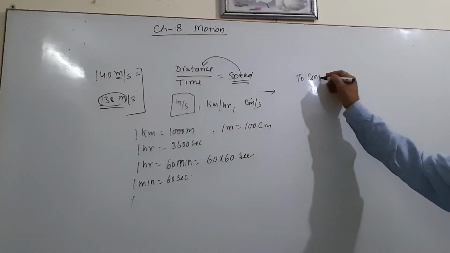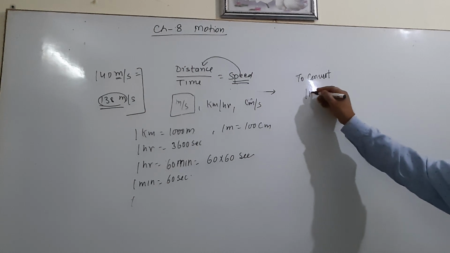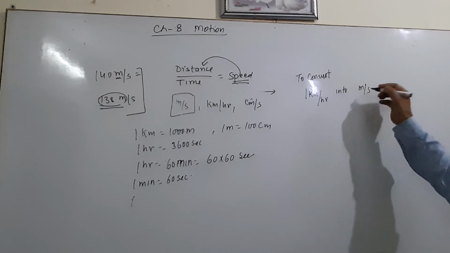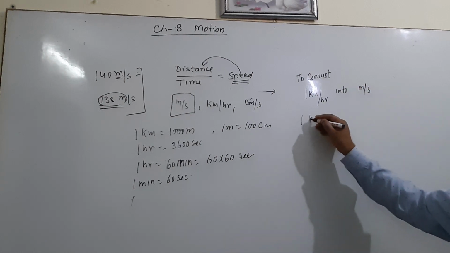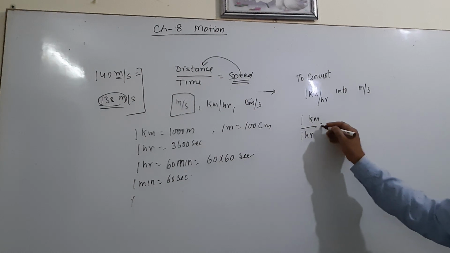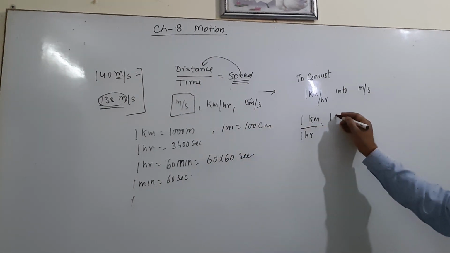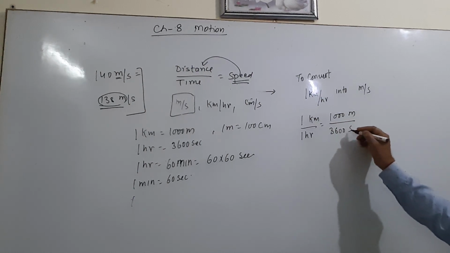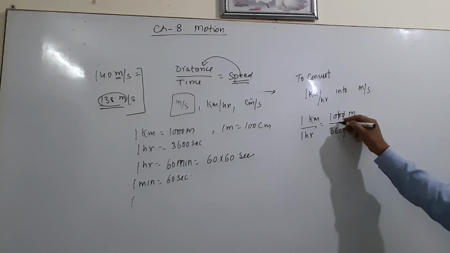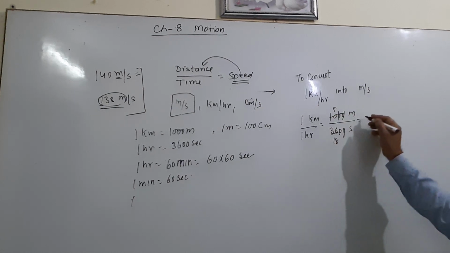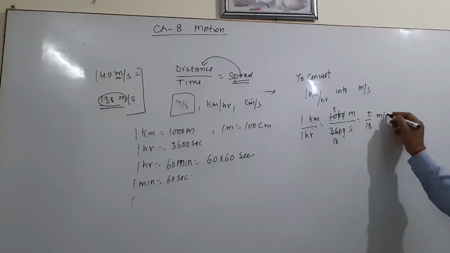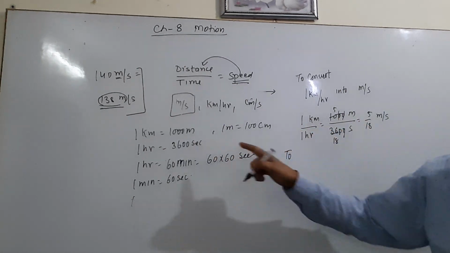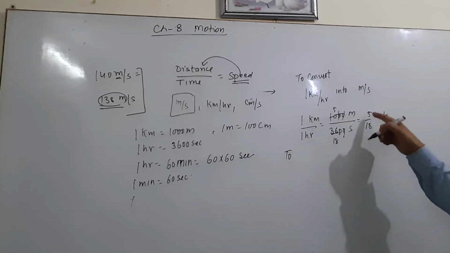To convert kilometer per hour into meter per second: 1 kilometer per 1 hour is equal to 1 kilometer, meaning 1000 meter, upon 1 hour, meaning 3600 seconds. This 0 will cut 0, and 5 upon 18 meter per second. It means to convert, 1 kilometer is equal to 1000 meter, and 1 hour we put 3600, that is meter per second.